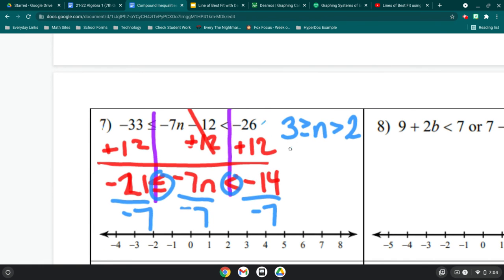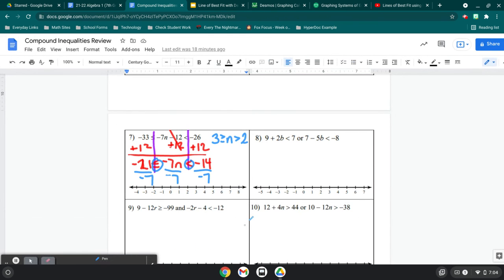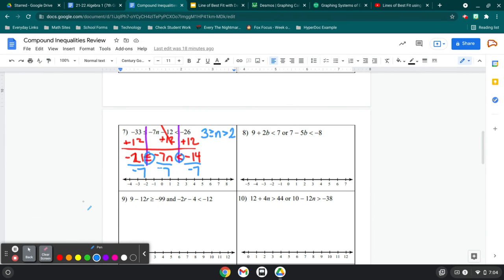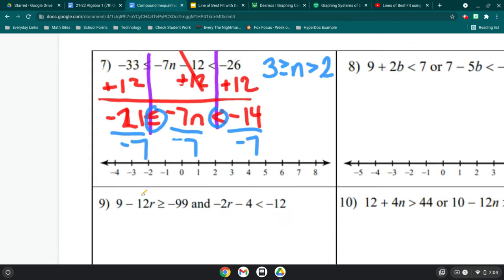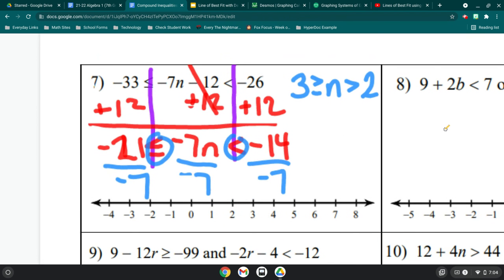This is not a whole lot of space. So if you want to copy these on a separate sheet of paper and just use this for the graph, that's up to you. All right, so let's go ahead and graph it. So it's an and, so we need to look for overlap. So n is less than or equal to 3. And it's greater than 2. So we're looking just for the overlap.